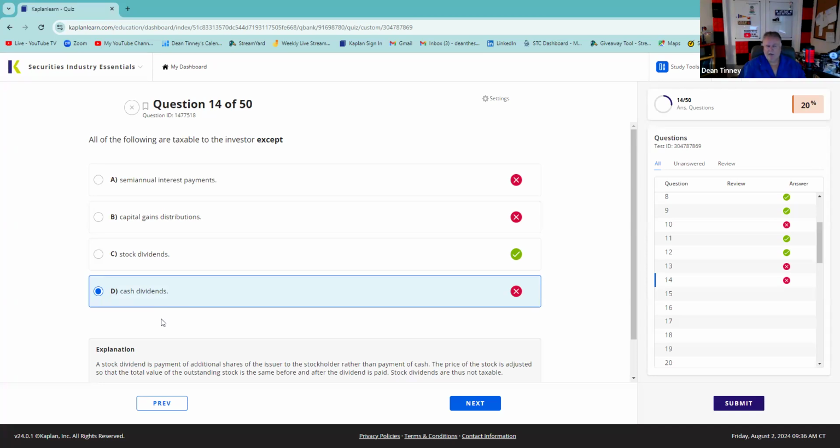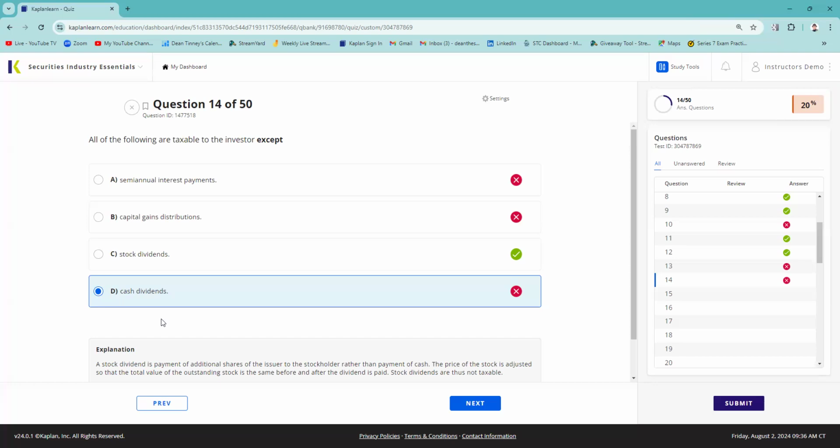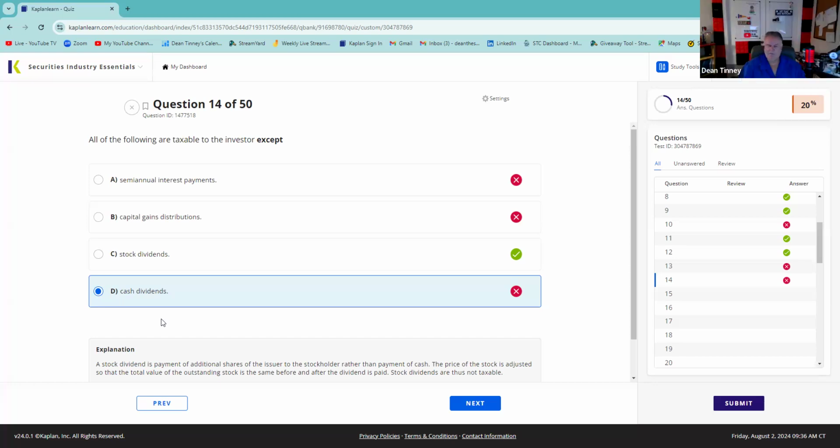Allison, the $50 in annual interest you received on that 5% bond we discussed earlier is taxable. The capital gains distribution from your mutual fund is taxable. The cash dividends you're receiving from your stocks are taxable. Yeah.